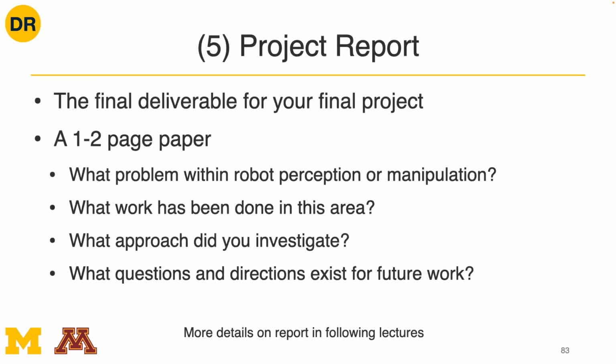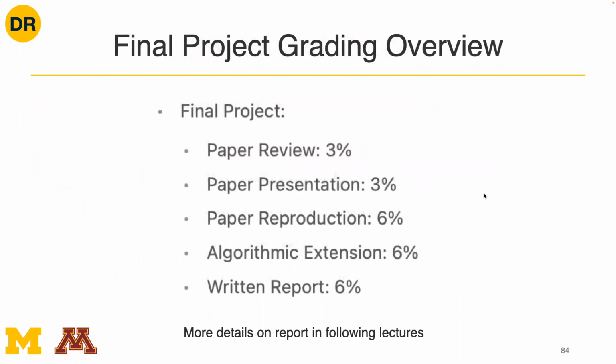The project report then is a 1 to 2 page paper covering these core topics of what you've done in the project. And the grading breakdown is also published on the syllabus. So these are the 5 deliverables with the corresponding breakdown. We'll talk more about this in next lecture, but I wanted to give a bit more clarity about what to expect for this project coming up.